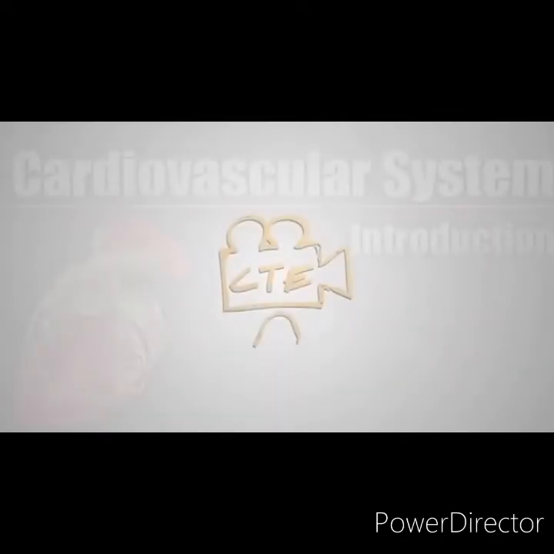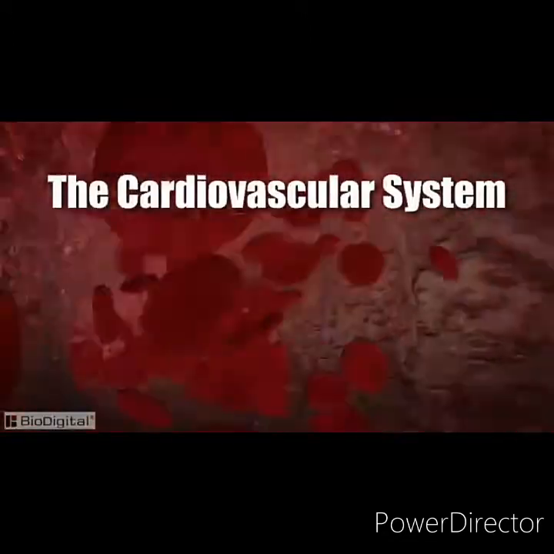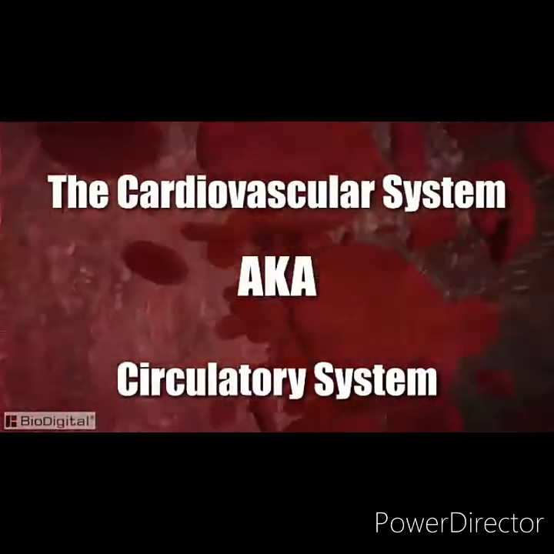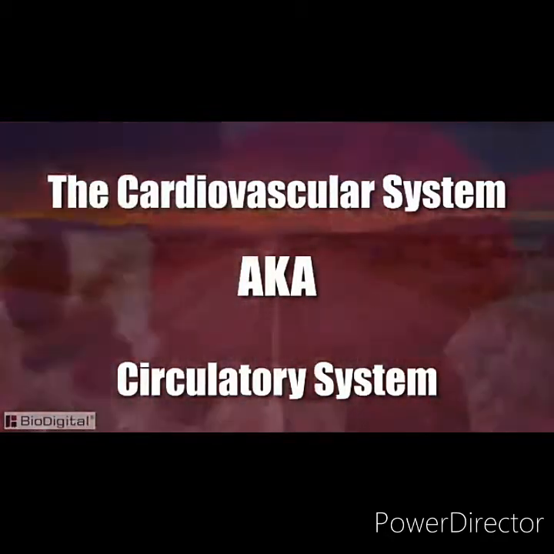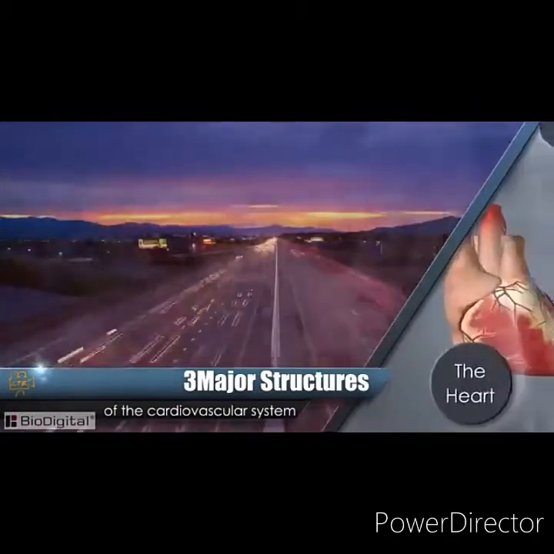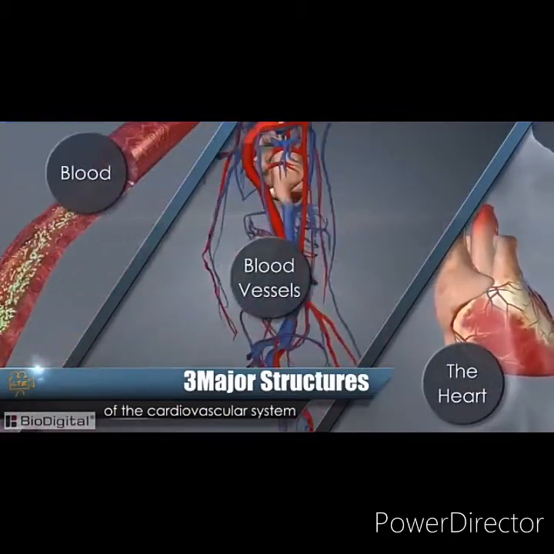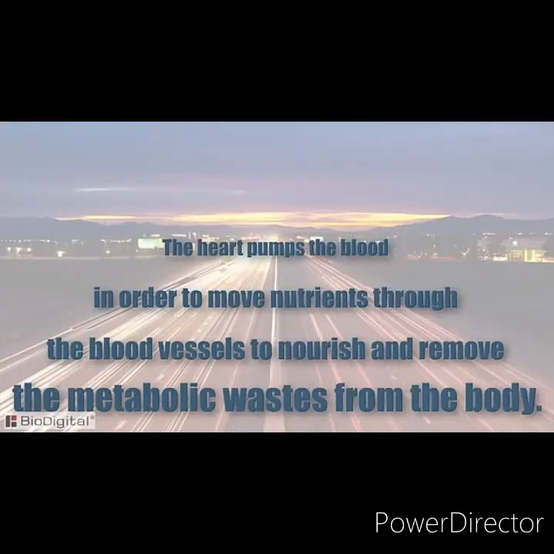Body systems. Introduction to the cardiovascular system. The cardiovascular system and circulatory system. Three major structures of the cardiovascular system: number 1, heart; number 2, blood vessel; and number 3, blood.